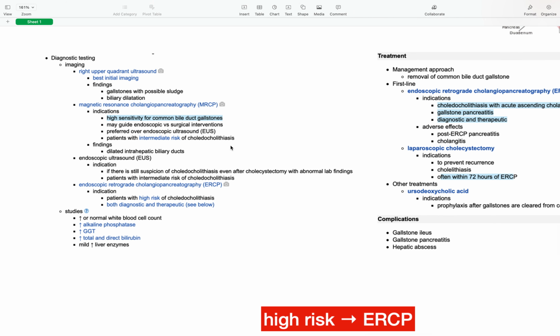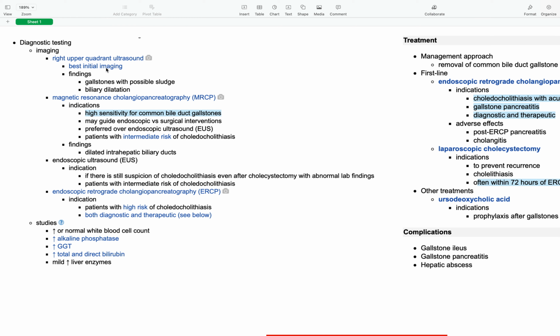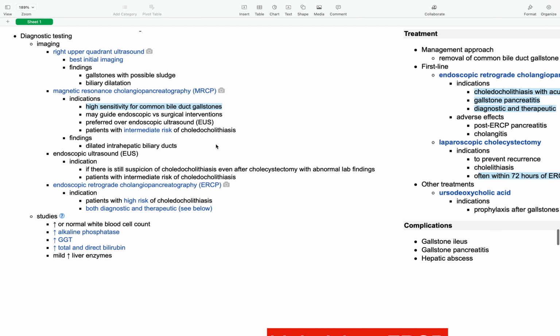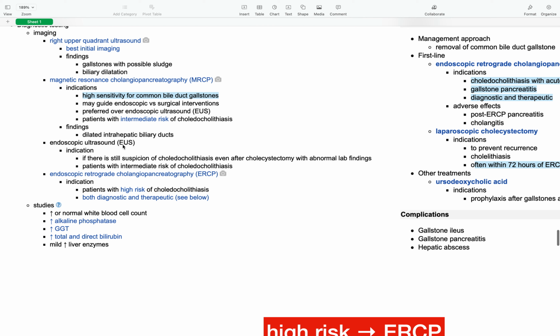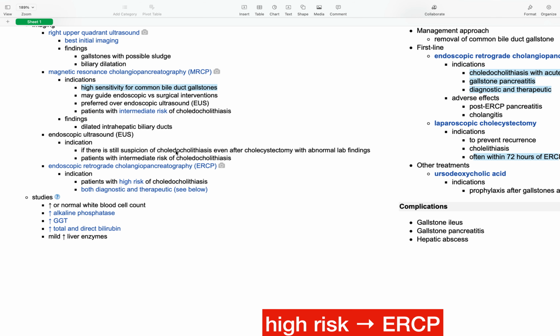Now, going to the diagnostic test again. When do you do an MRCP? This is highly sensitive for common bile duct stones, and it is indicated in patients with intermediate risk of choledocolithiasis. When you do an EUS or endoscopic ultrasound, again, it can be done interchangeably with MRCP. So if there is still suspicion for choledocolithiasis, even after cholecystectomy with abnormal lab findings, patients with intermediate risk of choledocolithiasis can undergo EUS or MRCP.